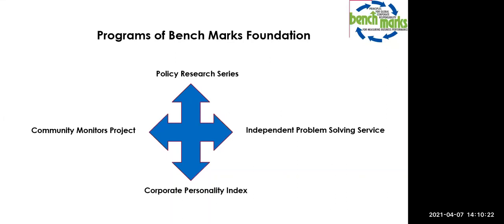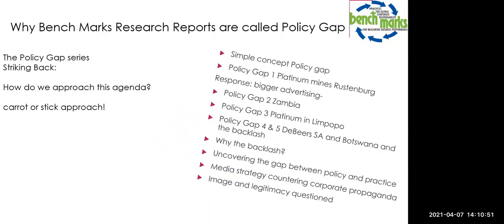It is just simply to try and point out that we have four pillars of our programs, one being the policy research series, the community monitors project on the left, and we have independent problem solving and the corporate social responsibility index. I will talk a little bit about the research. I will talk intensely about the community monitors project, but I would not spend a lot of time talking about independent problem solving and the corporate social responsibility index. I think those are issues for another time as well. And the policy gap research is the one that we used.